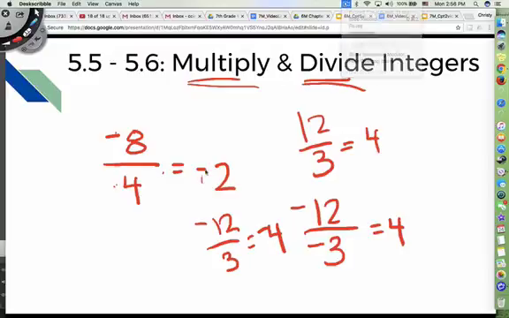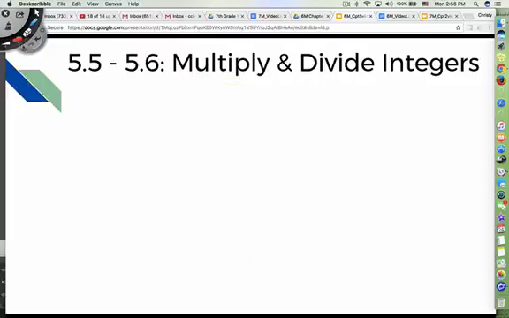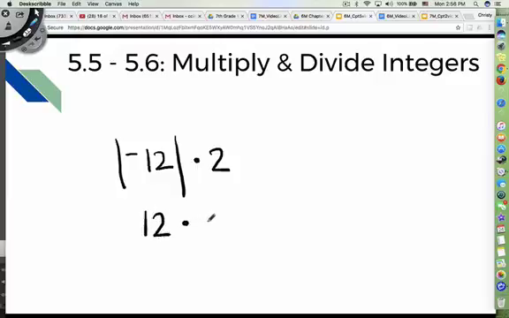Wait. There is one other thing. You may encounter, because this is so straightforward, the book and my questions are going to mess with you a little bit. You may see something like this, the absolute value of negative 12 times 2. The absolute value of negative 12 is asking you how many steps away from 0 is negative 12. The answer is 12 times 2. You get 24, okay? Which is very different.